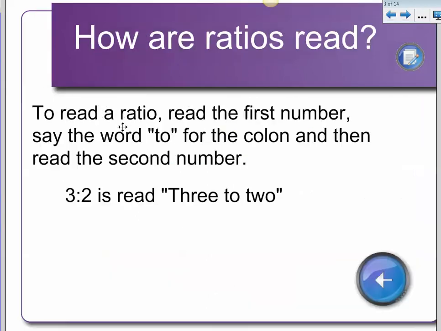How do I read a ratio? You might have noticed that I said the word "to" there. To read a ratio, you're going to read the first number, then you say the word "to" for the colon, and then you read the second number. Again, the colon is those 2 dots you normally see on a clock. So 3:2 would actually be read as 3 to 2. This means for every 3 of something, I would have 2 of something else.